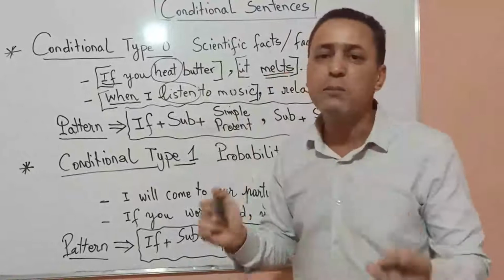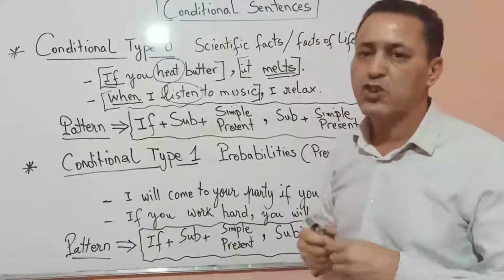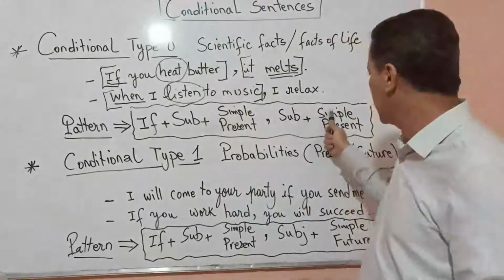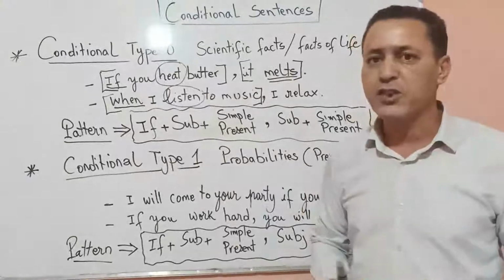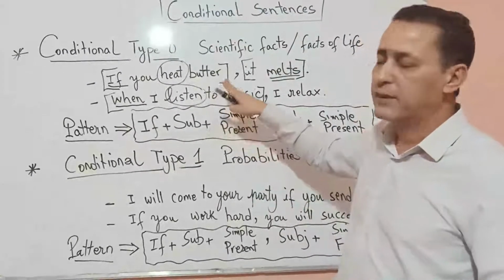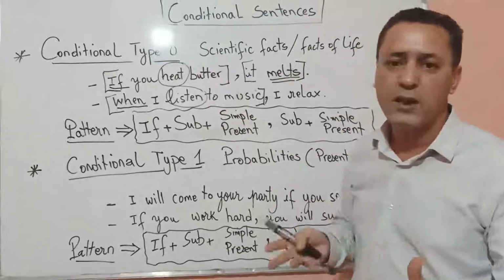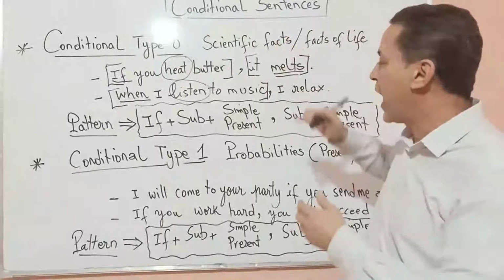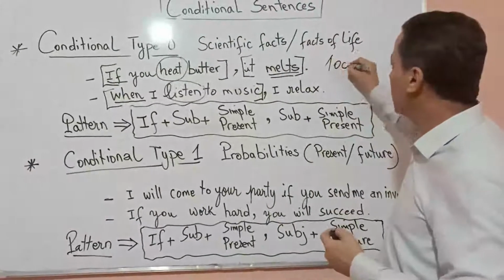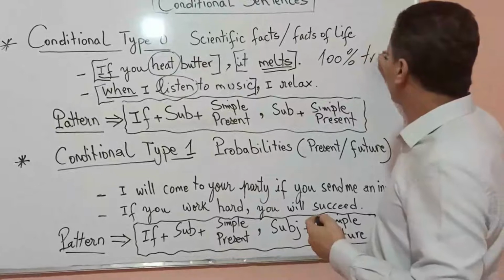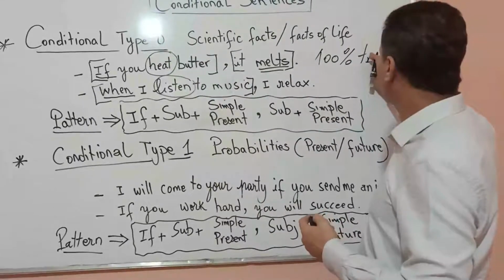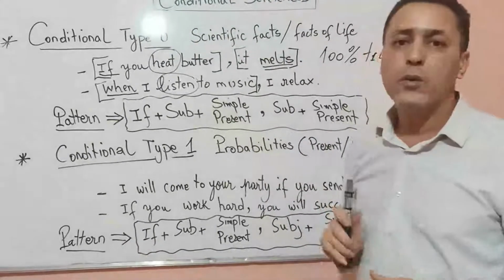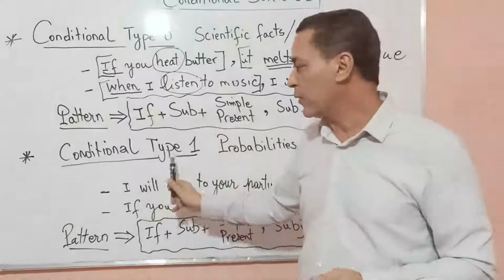Okay, so this is the simplest, the easiest conditional to learn. If plus subject plus simple present, then subject plus simple present. So no complications whatsoever. This is an easy type of conditional. Some grammarians even think this is not a conditional. Why? Because it talks about things that are 100% true, all the time true. Okay, we can qualify them as scientific or just as facts. Okay, right. Now, we'll move to conditional type 1.